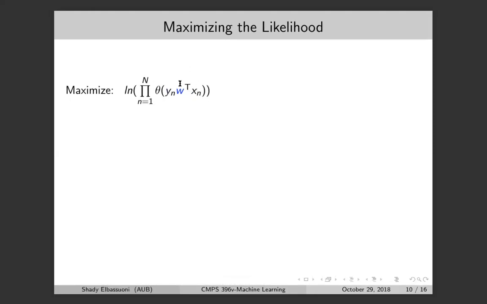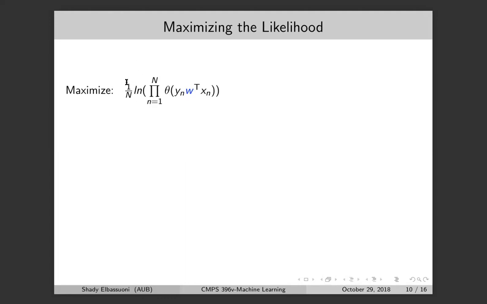Why am I doing the log? Because I have a product here. Yeah? So I want to get rid of this product, so it becomes closer to what we've seen as error functions. So a summation instead of a product, right? We did this with all the error measures that we looked at, it was always a summation over the data points. In fact, I'm going to do something else, which is averaging.